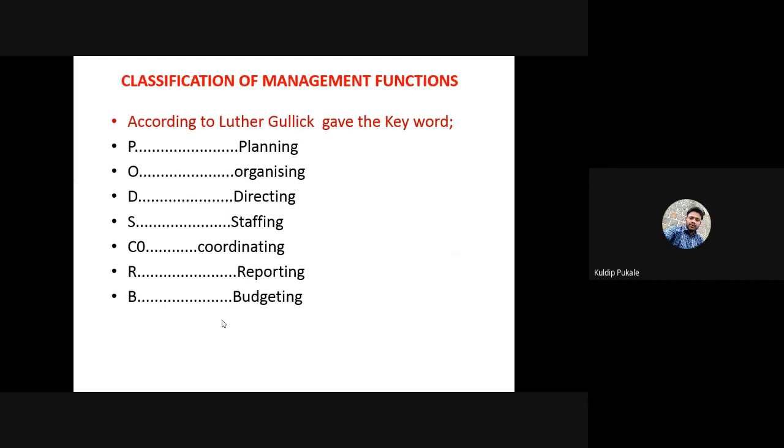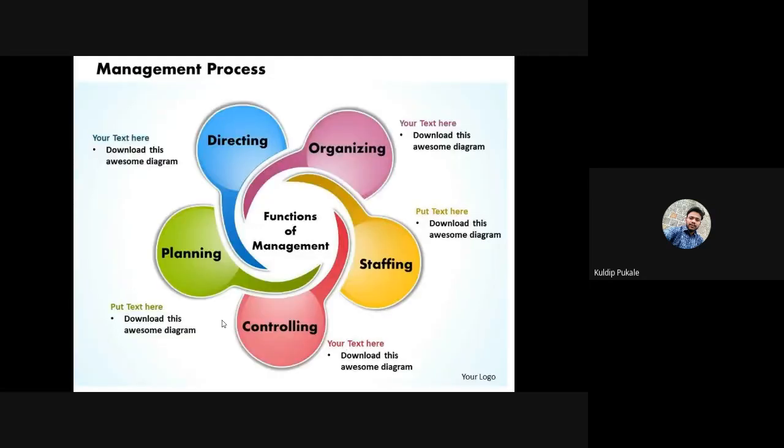According to Luther Gulick, he has suggested a shortcut keyword for the management functions. That is POSDCORB. P means planning, O means organizing, S means staffing, D means directing, CO means coordinating, R means reporting, B means budgeting. These are the short forms of the management functions. We will see them one by one. This is the management process: planning, organizing, staffing, directing, and controlling. Through the interconnection of these five management functions, you can achieve your stated aim.